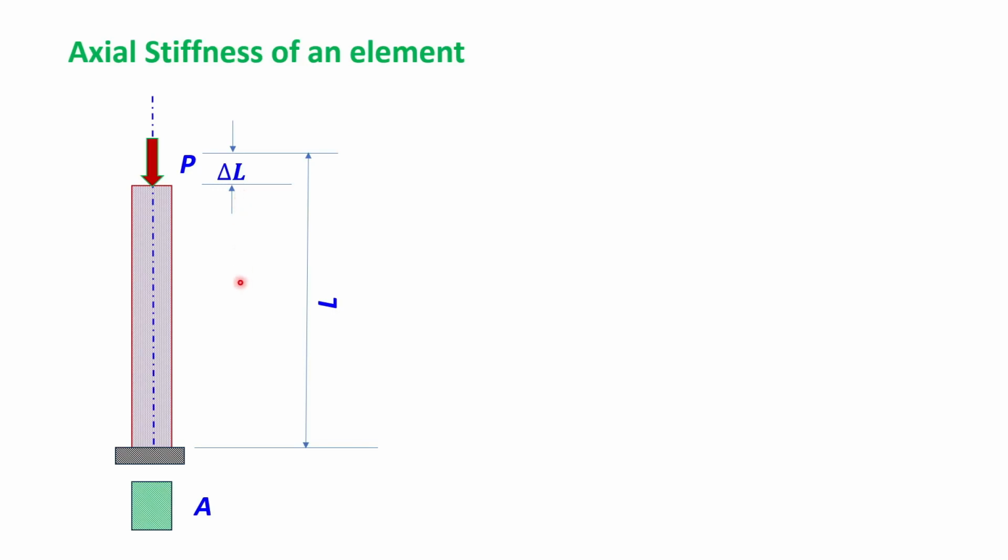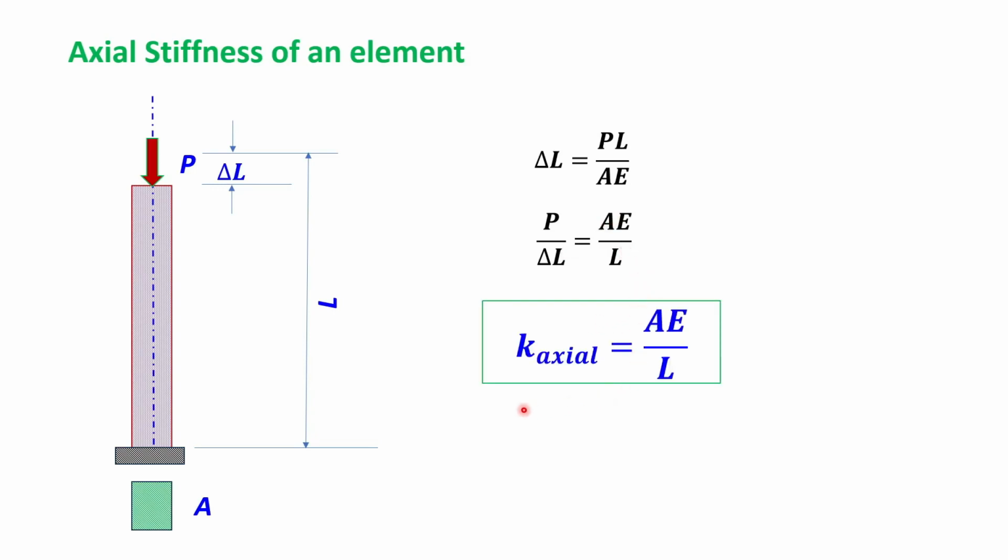Now how do you express the relationship between P, delta L and L? This is given like this: delta L equal to PL divided by AE. A is the sectional area of the column and E is the modulus of elasticity of the material of the column. So rearranging this, we can write P by delta L, that is force divided by the deformation, equal to AE by L, and this is nothing but the stiffness. So axial stiffness we can write as AE divided by L.